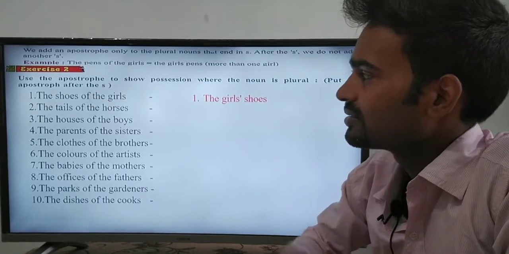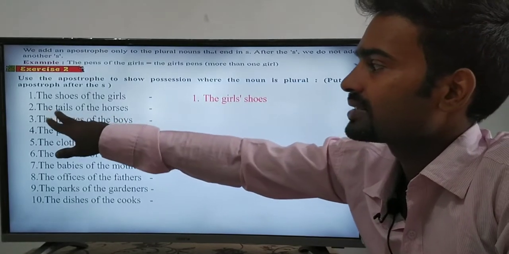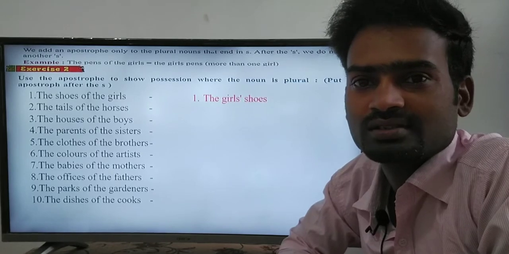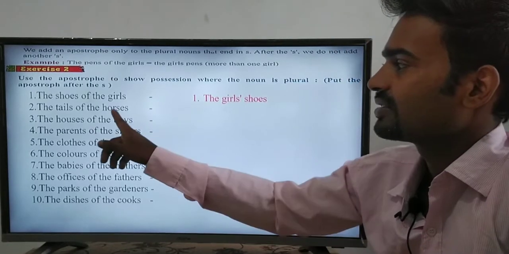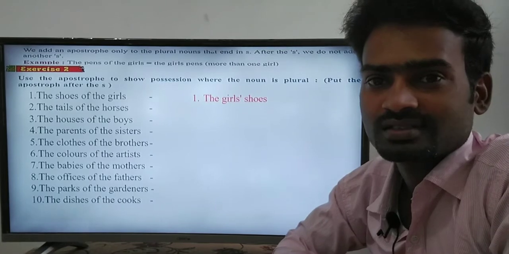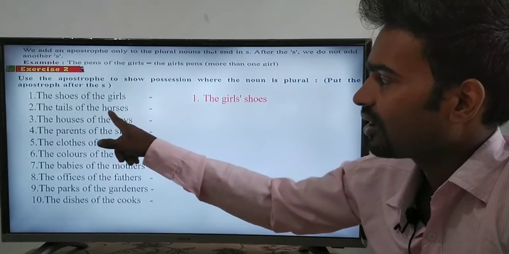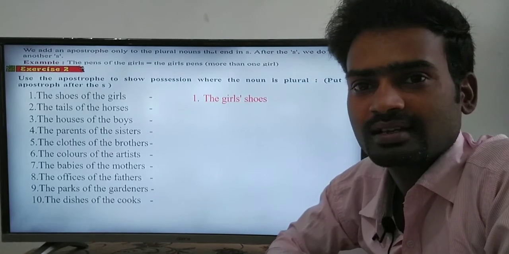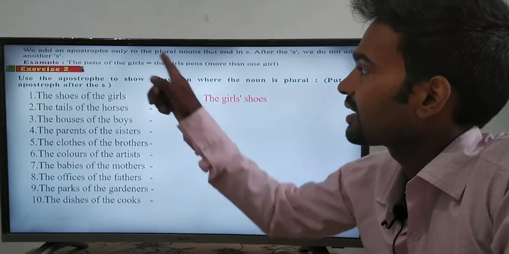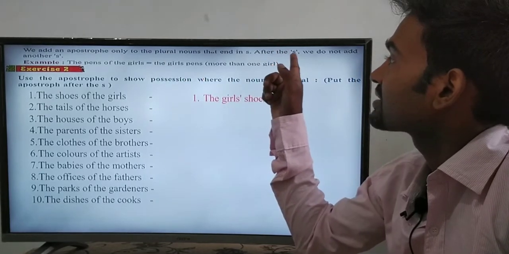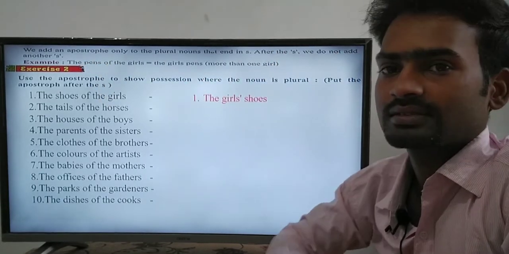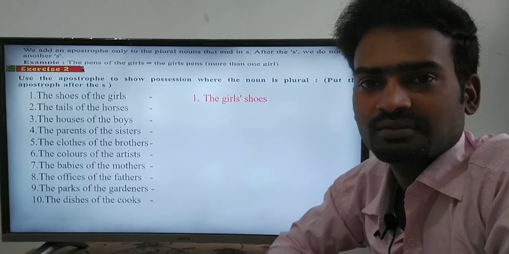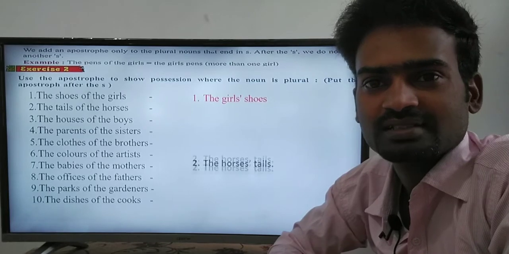But now, the second one: the tails of the horses. Simple. What is the plural noun? Horses. Here the horses already end in s. Already it ends in s. So they have given here, after the s, we do not add another s. We should not add another s. Simply after the s, we have to use apostrophe to make it a possession.